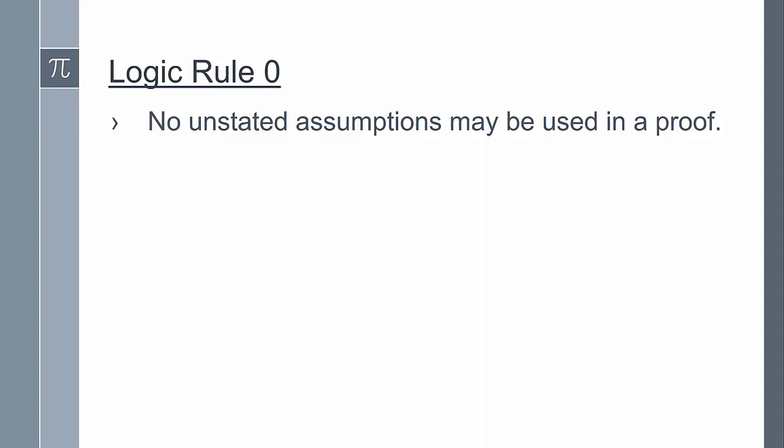So this logic rule goes along with the very idea of axioms, where we need to lay out all of our basic assumptions so we're very clear about the situation we find ourselves in when we're trying to write a proof. So it's very important not to leave out any assumptions that we think are obvious to the reader. We need to be very precise with our assumptions.